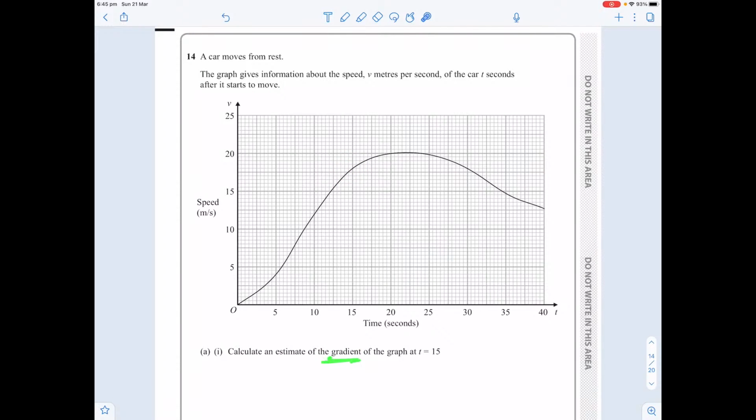Now the gradient for a speed and time graph is simply the acceleration or the rate of change. Okay, so in order to find the gradient of a curve, like this is a curve you see, we need to draw a straight line at this point right there. Okay, so let me see if I can use my ruler here and do this. So here we go. Right, now I've drawn a line there.